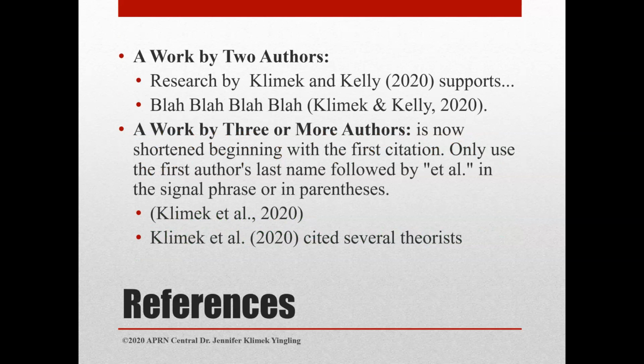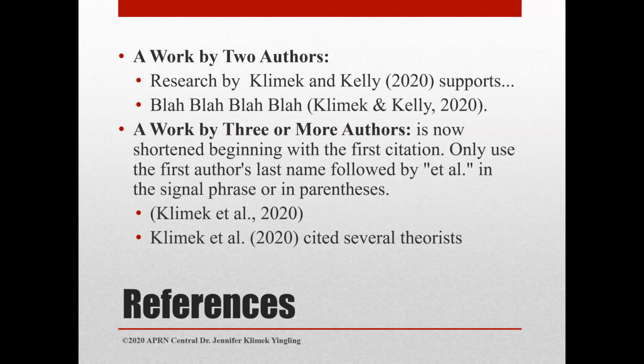Okay. Another change to keep in mind, a common error, is a work by two authors. If in your text you're going to put research by Klumek and Kelly, you're going to spell out "and." If you are putting the reference at the end of the sentence, you've got blah, blah, blah, Klumek, and you can use the symbol for "and" Kelly to abbreviate it a little bit. So in the text, you're going to use the word "and." At the end, for the reference, you can use the "and" symbol.